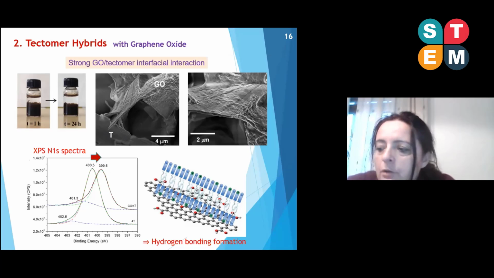Due to the two-dimensional structure of both Tectomers and GO, the interfacial interaction per unit area in these hybrids is maximized, leading to the formation of novel, unique, multi-layered assemblies. Epoxy and hydroxyl groups that extensively functionalize the basal plane of GO are capable of hydrogen bonding with the amino terminal groups of Tectomers. This has been confirmed by XPS characterization.